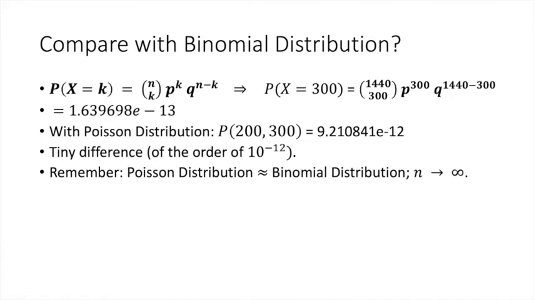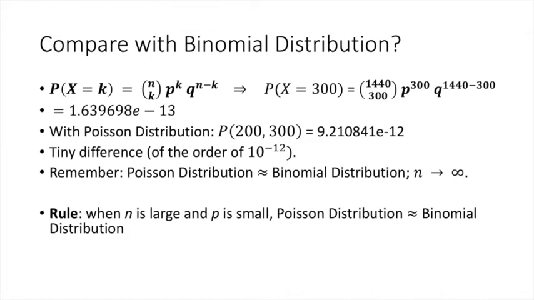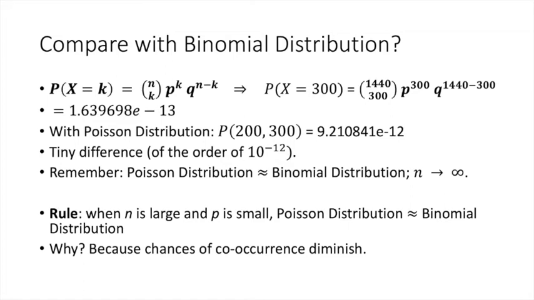So if this difference is acceptable to us, we can recall that we said that the Poisson distribution approximates the binomial distribution when n tends to infinity. So it turns out that with the given probability p, n turned out to be large enough in this example, and hence the difference is tiny between the two distributions. In general, remember the rule is that if n is large and p is small, then the Poisson distribution approximates the binomial distribution. And the reason is that with small p, the chances of successes are already small, and naturally, a co-occurrence is very unlikely.